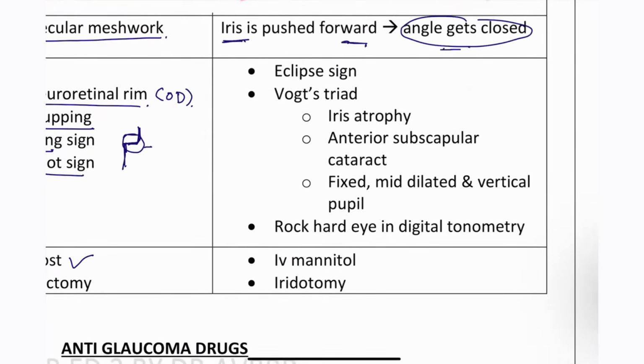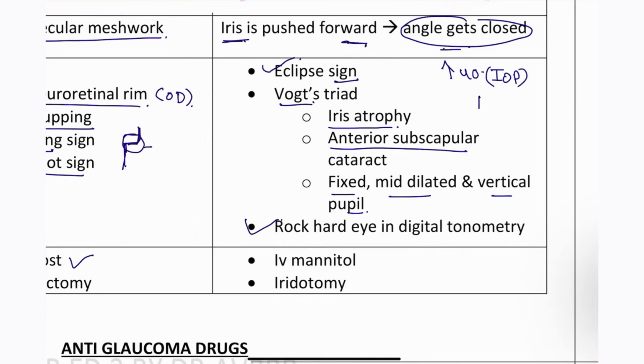You are going to see the eclipse sign and Vogt's striae on examination. Iris atrophy, anterior subcapsular cataract, and a fixed, mid-dilated vertical pupil are what you are going to see. Rock hard eye, because the intraocular pressure is going to be more than 40. This is a very acute and emergency condition. You are going to treat with IV mannitol and iridotomy.